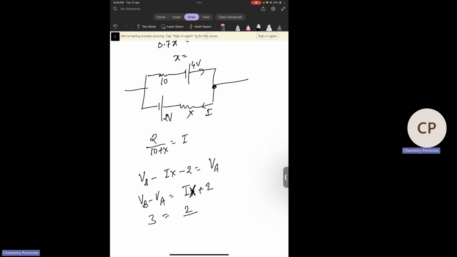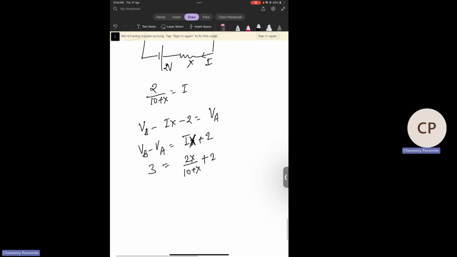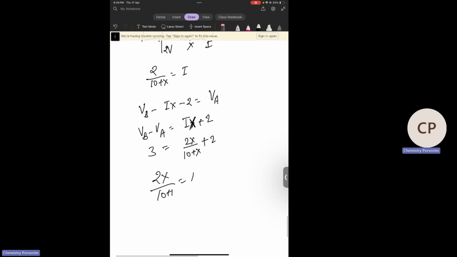I is 2 upon 10 plus X. 2x upon 10 plus x is equal to 1. 2x is equal to 10 plus x. X is equal to 10. Option C.